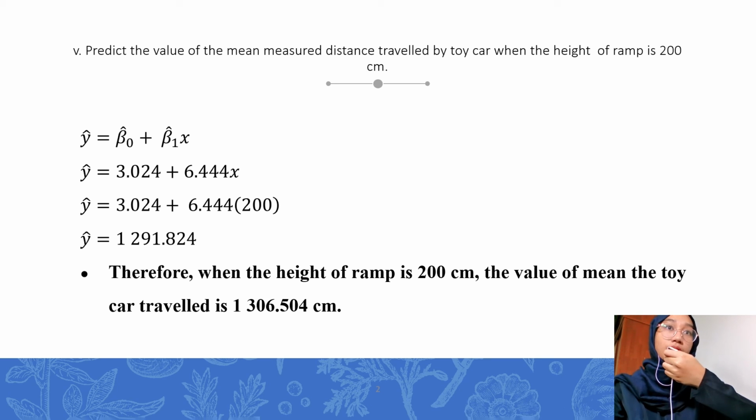And now we know that y is equal to 1291.824. Therefore, when the height of the ramp is 200 centimeters, the value of the mean distance the toy car travels is 1306.504 centimeters.